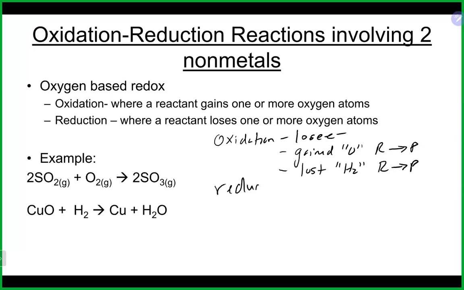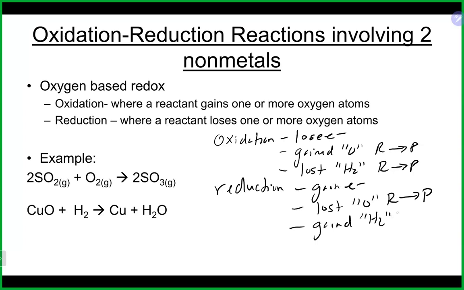Reduction has similar definitions. It means, as we talked about, gaining electrons. It also means that it has lost oxygen as you go from reactants to products, and it has gained hydrogen as you go from reactants to products. I would say we probably won't see too much of these definitions until we get to organic chemistry, and then we will see a lot of that definition. Here in general chemistry, we oftentimes look at electrons being gained and lost, but we definitely will see those definitions as we get into organic chemistry a little bit later on.